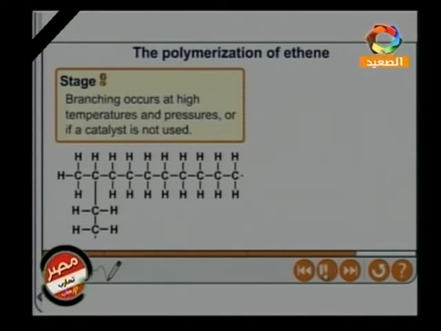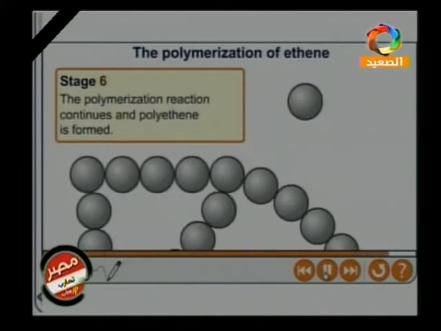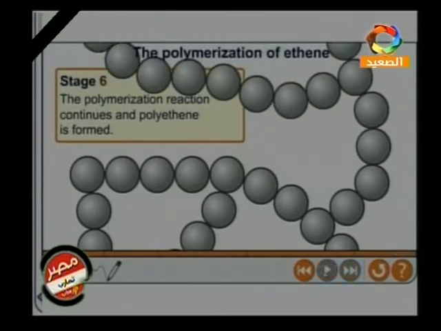And we have another one. The polymerization reaction continues, and polyethylene is formed like this. We have many balls that connect to each other to form one line that is called a colony. Colony here means one line that contains many of these ethene molecules to form a polymer. So the phenol is used to start this reaction and complete it in this way.